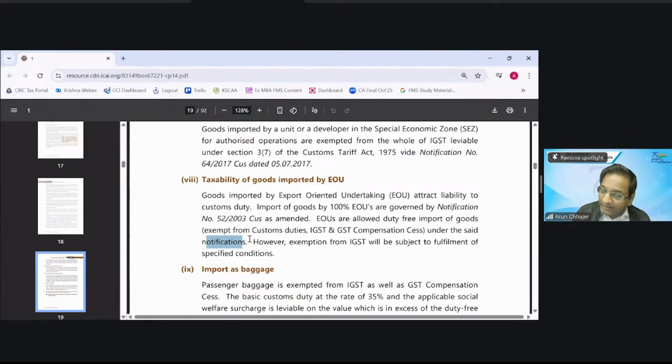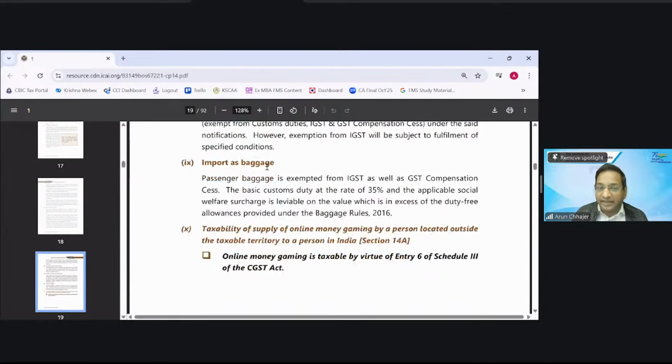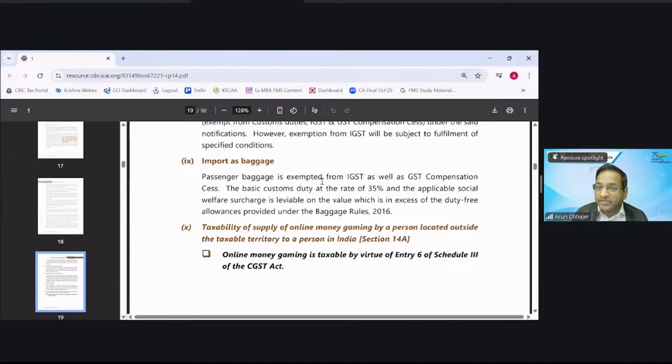Under the said notification, however, exemption from IGST will be subject to certain conditions. So for more detail, you can refer to this customs notification. Import as baggage, passenger baggage, is exempted from IGST as well as compensation cess.